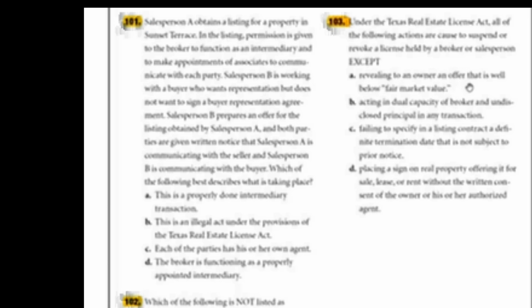A, revealing to an owner an offer that is well below fair market value. B, acting in full dual capacity by broker and undisclosed principal in any transaction. C, failing to specify in the listing contract a definite termination date that is not subject to prior notice. D, placing a sign on real property offering it for sale, lease, or rent without the written consent of the owner or his or her authorized agent. So all of them are cause for suspension except for one.